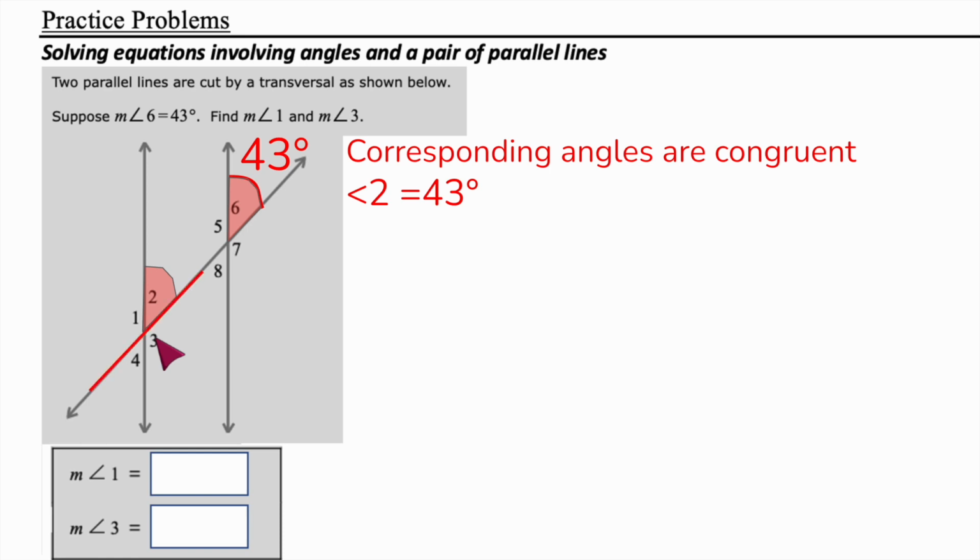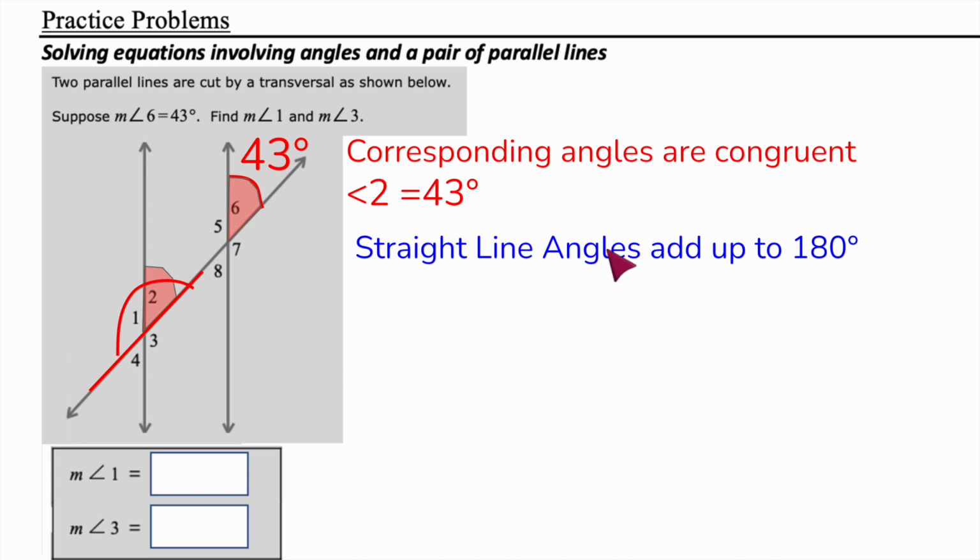So if I think about what we just learned about a straight line, so here's a straight line, the angles that are on the straight line together add up to 180 degrees, right? So we have straight line angles add up to 180 degrees. So if I take angle 1 and angle 2 and I add them together, I'll get 180. Well, I know what angle 2 is. It's 43 degrees. We just found that.